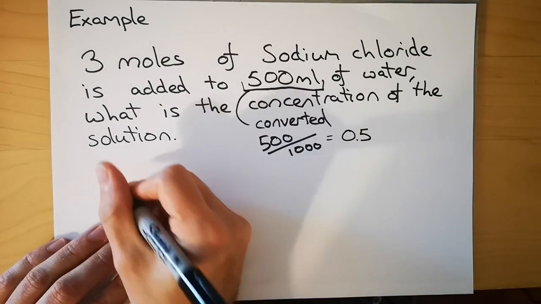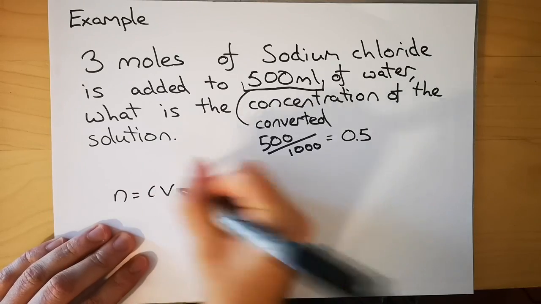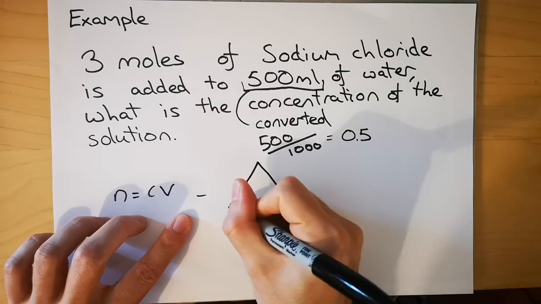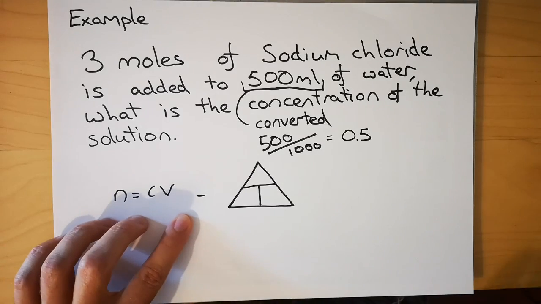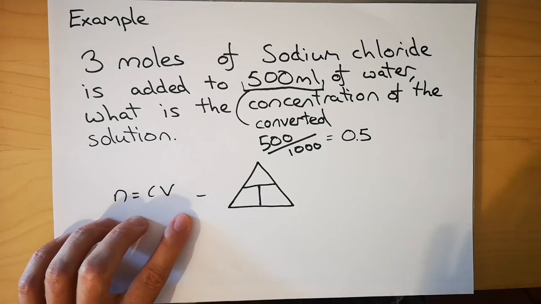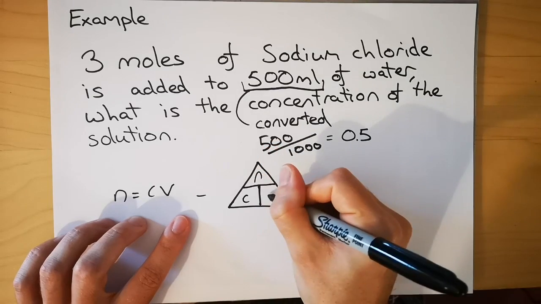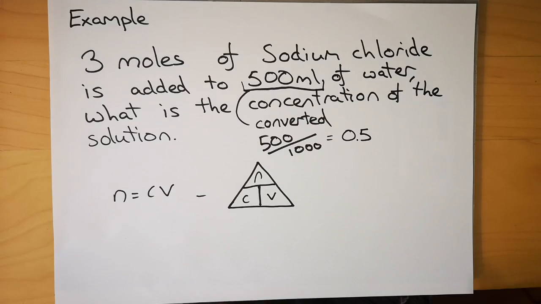So from the data book, we've got n = CV. Now what I'm going to do is convert that into my triangle. And we've spoken about why the triangle is both good and bad. Hopefully we can appreciate that it does make things easier, but we need to make sure that we understand what we're doing as well.